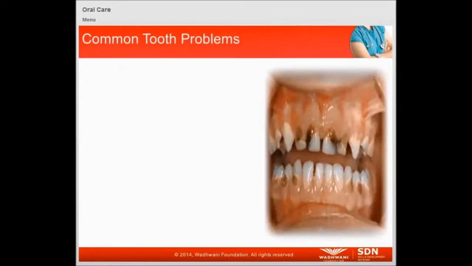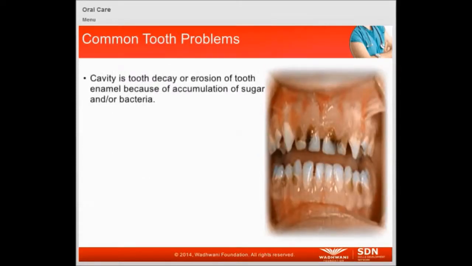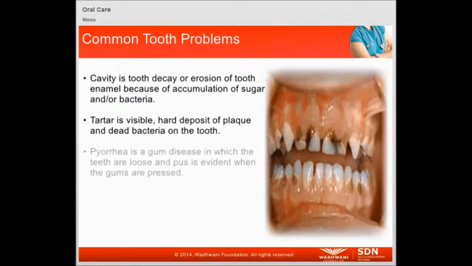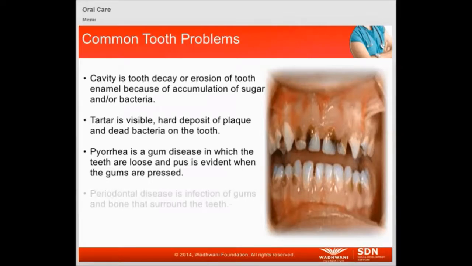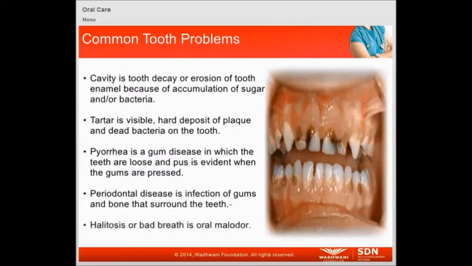Some of the common tooth problems are cavity. It is tooth decay or erosion of tooth enamel because of the accumulation of sugar and/or bacteria. Tartar. It is the visible hard deposit of plaque and dead bacteria on the tooth. Pyorrhea. It is a gum disease in which the teeth are loose and pus is evident when the gums are pressed. Periodontal disease. It is the infection of the gums and bone that surround the teeth. Halitosis or bad breath. It is oral malodor.